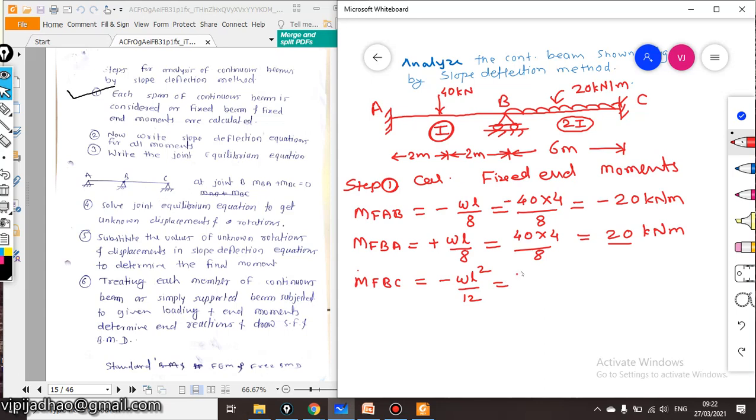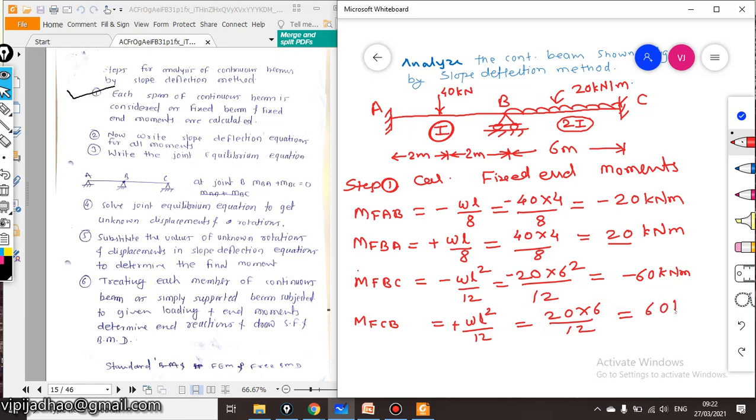We have W is equal to 20 here, 20 into 6 square, L is equal to 6, divided by 12. So you will get the value of fixed end moment here as minus 60 kilonewton meter. Similarly, find out the value of MFCB for the span C to B. You will get it by the standard formula WL square upon 12. This will be positive, so this will be equal to 20 into 6 square divided by 12. So you will get the fixed end moment equal to 60 kilonewton meter.